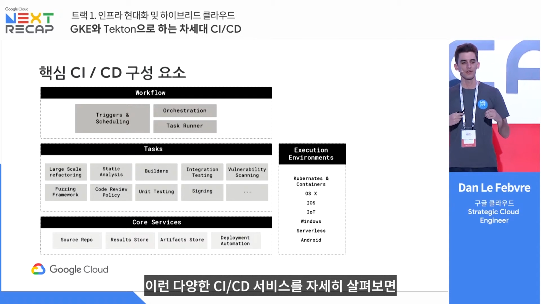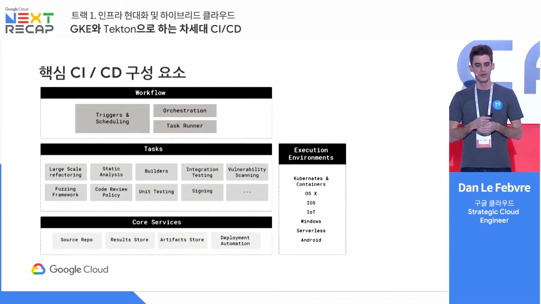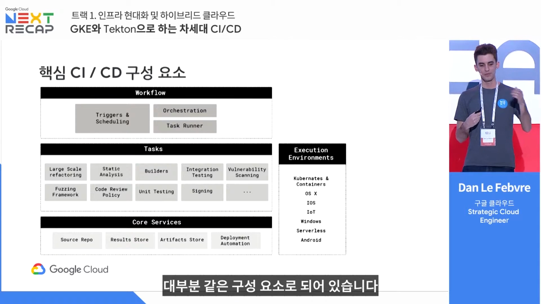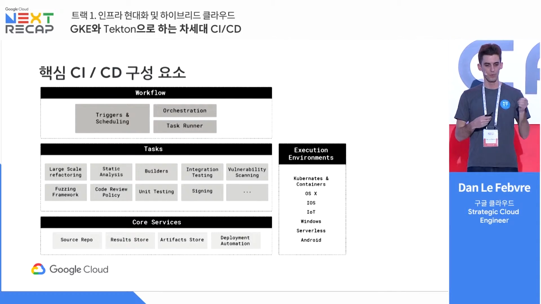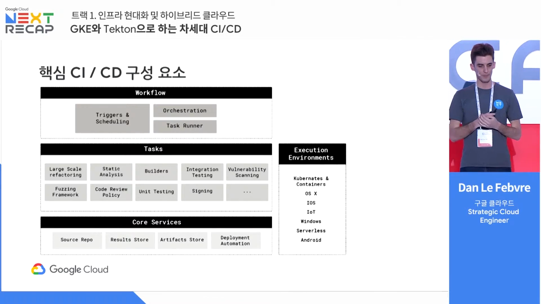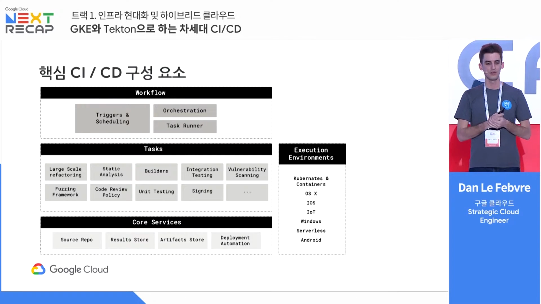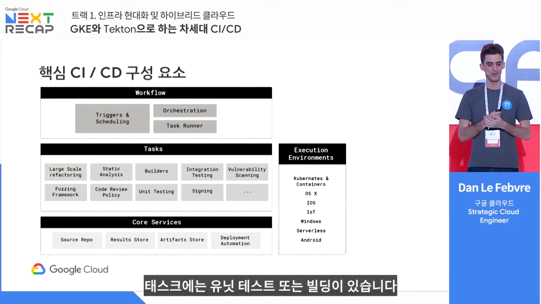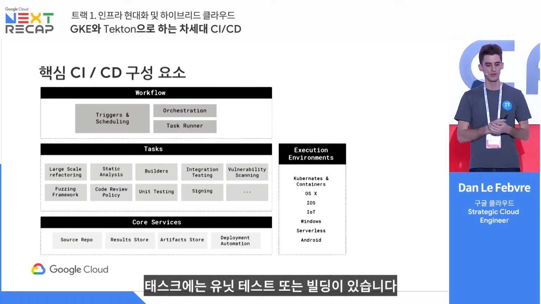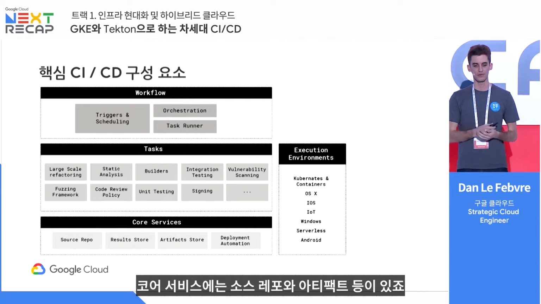So when you break down these different CI/CD services, you often find that they come down to the same components: workflows, tasks, and core services. For instance, the workflow has scheduling, and the task has unit testing or building, and the core services have things like source repos or artifact store, etc.